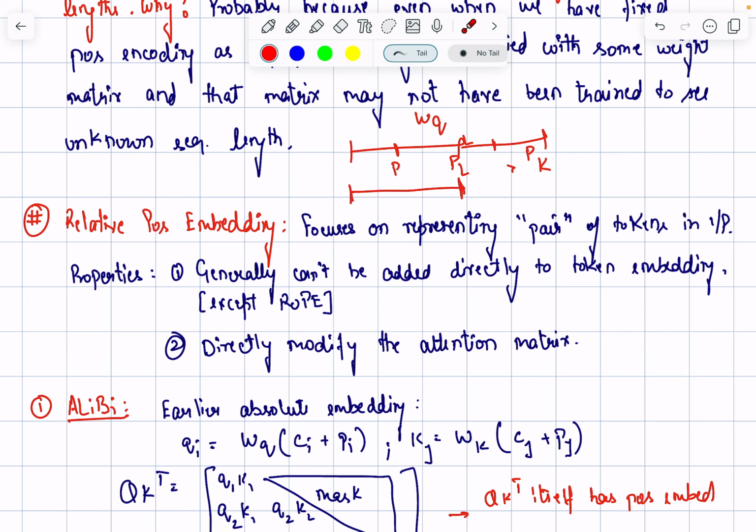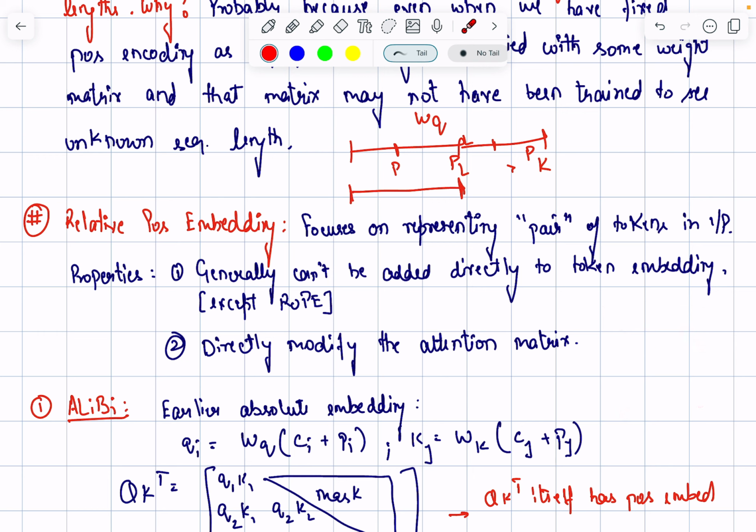In the case of relative position embedding, the focus is on representing a pair of tokens. That means you would like to represent the i and jth pair for all i equal to 1 to L and j equal to 1 to L. So that implies you will have positional embeddings for P11, P12, P13 and so on, P21 and so on.